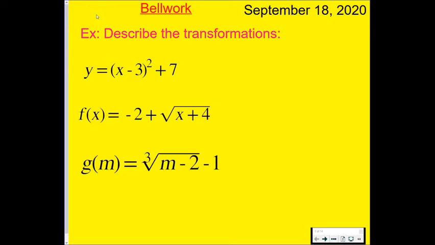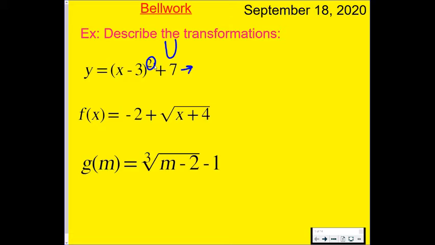Students, we're going to go ahead and start today with a little bit of bell work just to review what we did yesterday, talking about describing transformations of parent graphs. As you look at the equation y equals (x minus 3) squared plus 7, what parent function does that go with? Right, it's squared, so it goes with the quadratic parent function. Remember, that's a U shape. And all we're doing is describing the transformations.